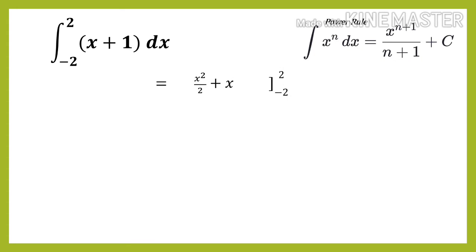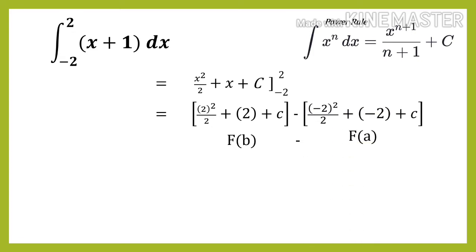Let's see what would happen if we add c. So first, we need to calculate F of b. So we need to substitute x to 2 to the entire expression. So it's gonna be 2 raised to 2 over 2 plus 2 plus c. In calculating F of a, we need to substitute the x to negative 2. So it's gonna be negative 2 raised to 2 over 2 plus negative 2 plus c.